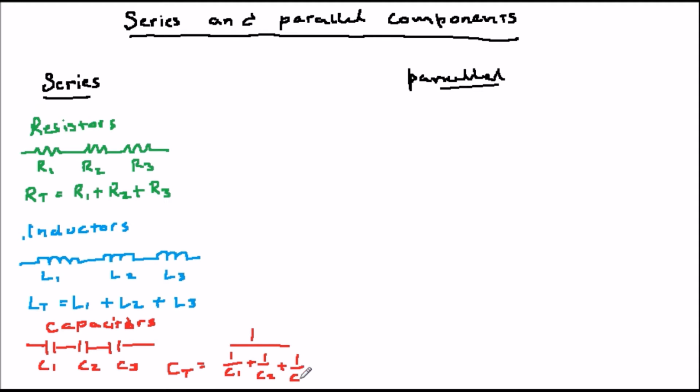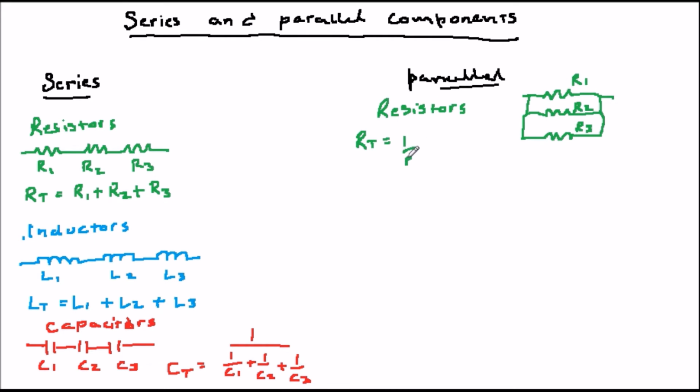Now let's turn to the components in parallel. If we add resistors in parallel to each other, they add up exactly the same way as the capacitors did in series. That is, 1 over the total resistance is equal to 1 over R1 plus 1 over R2 plus 1 over R3. This results in the total resistance being less than the smallest resistor that we have in parallel. For example, if we connected two 1K resistors together in parallel, we'd get half a K.